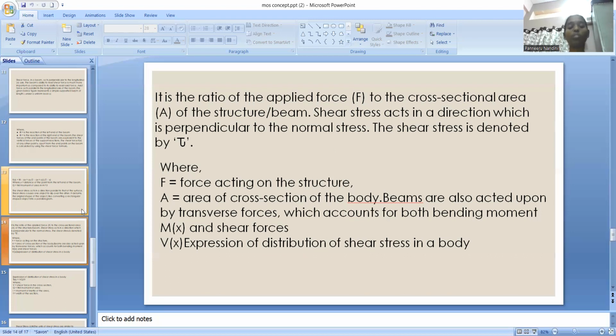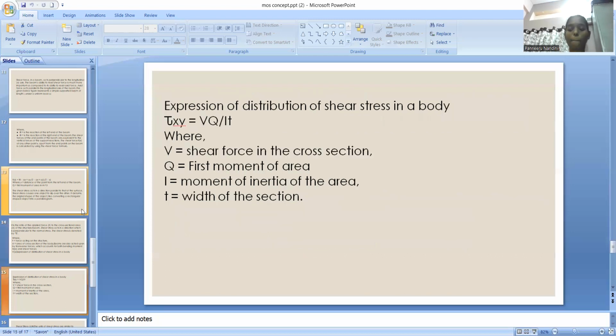Expression for distribution of shear stress in a body: tau xy equals VQ by It, where V equals the shear force in a cross section, Q equals the first moment of area, I equals the moment of inertia of area, and t equals the width of section.